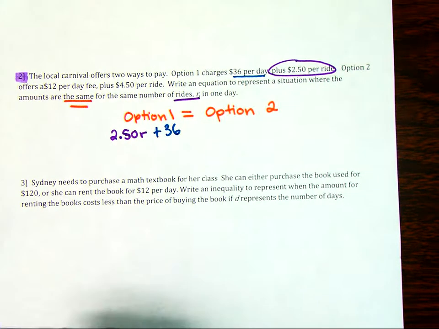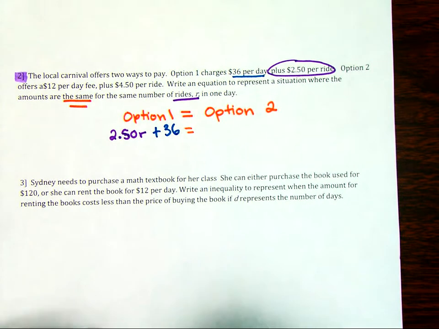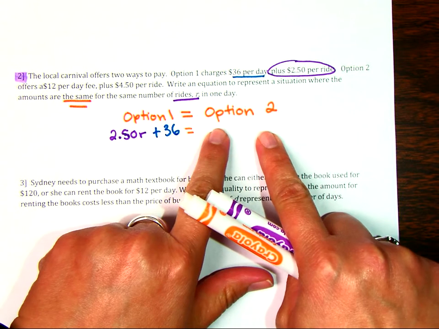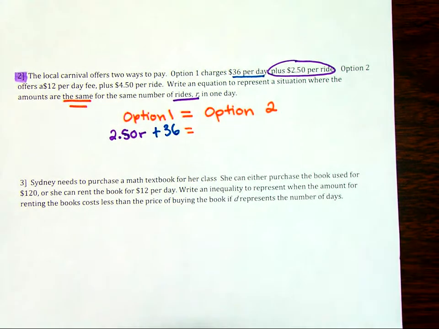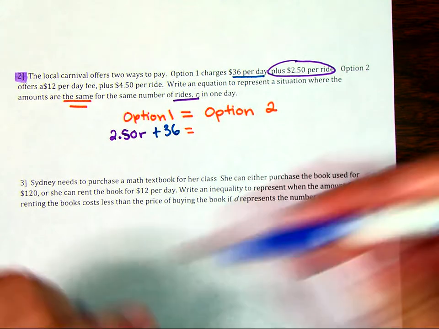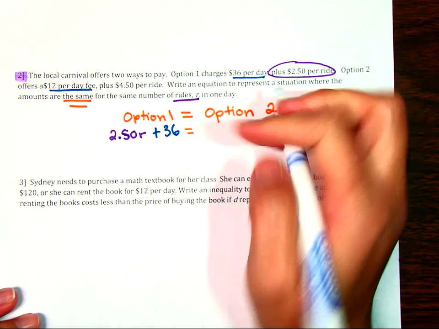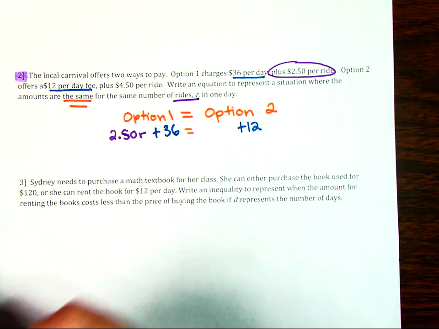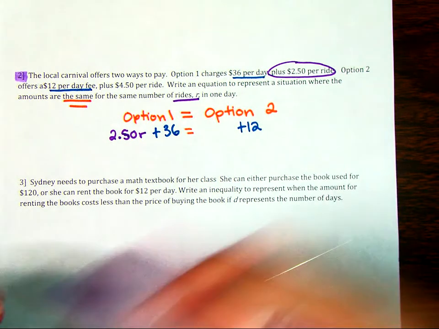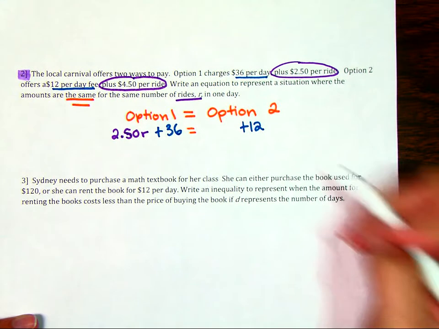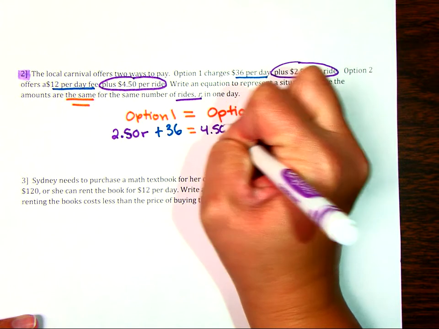So we're going to talk more about those unit rate words coming up, but this is just to get us ready for that. Option 2, so we're setting it equal to this amount, and it says option 2 offers $12 per day. So that one day that you're going in, you're paying a $12 amount. And you're also paying $4.50 per ride. So $4.50 per ride.